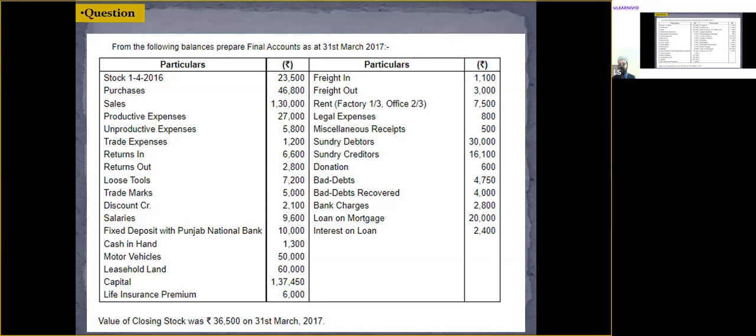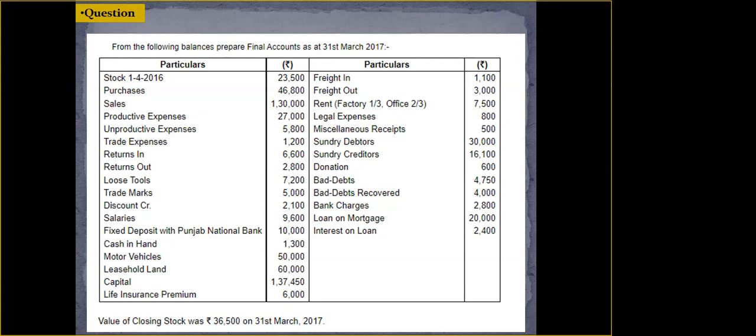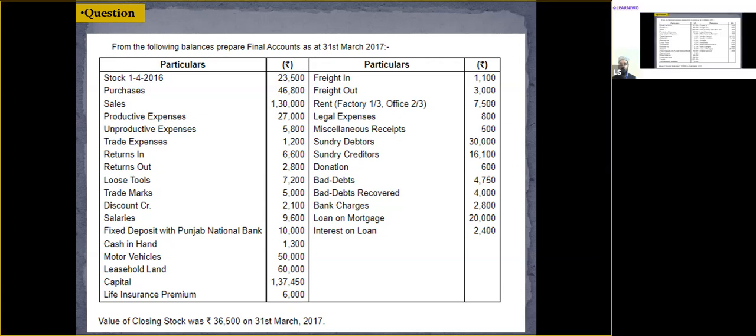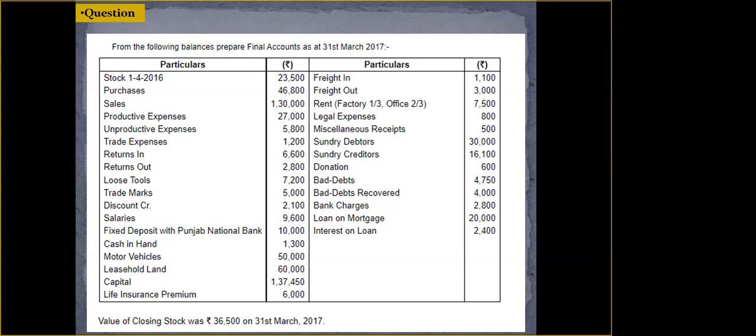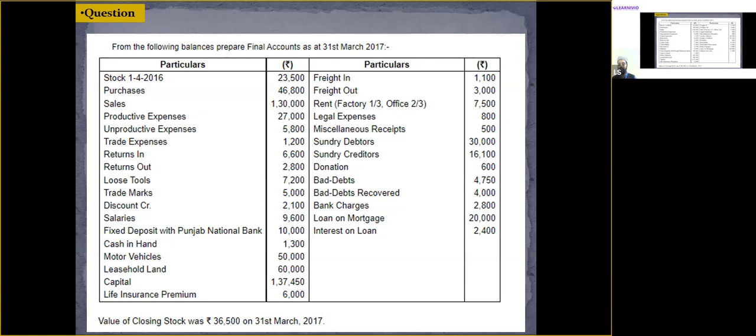Okay, next item we have is salaries. Tell me, Alexander will tell me where we will be writing the amount of salary. Sir, profit and loss. Profit and loss account on which side? Debit side. Debit side, 9,600, correct. Please write it down on the debit side. Salaries on the debit side of the profit and loss account, 9,600.